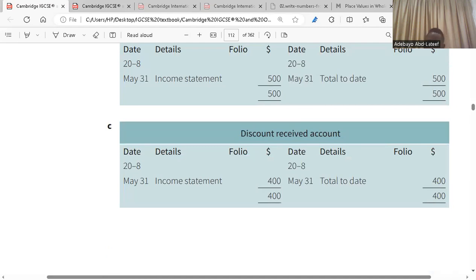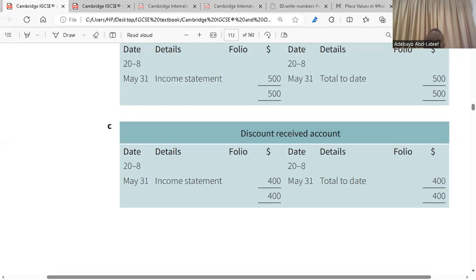Discount received. You know, discount received is an income, yes or no? Yes. So the income will be debited on the income statement. It will be on the debit side on the income statement, and your total to date will be on the debit side. Why is it debited? The income, you receive it now.